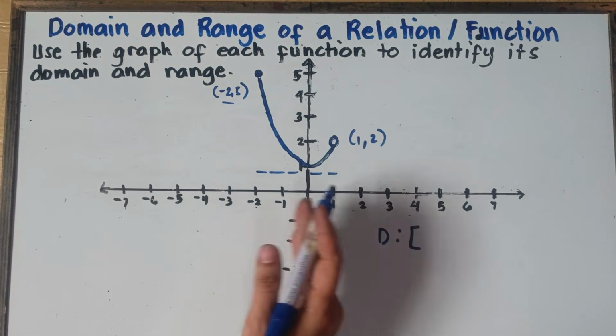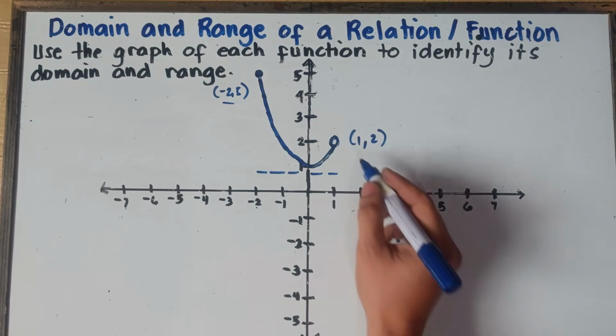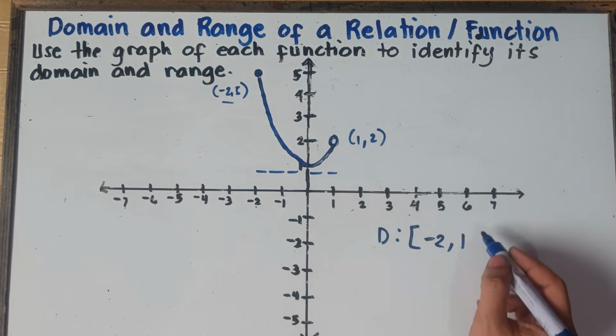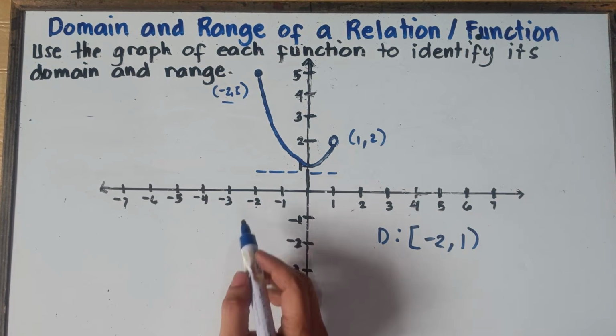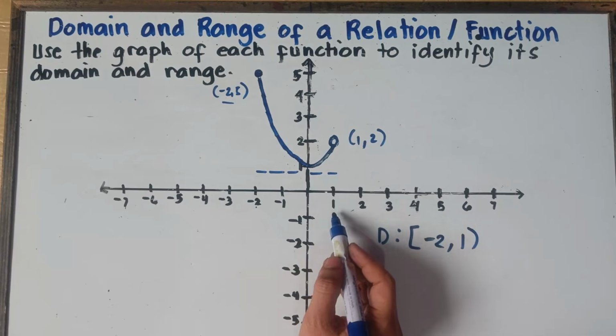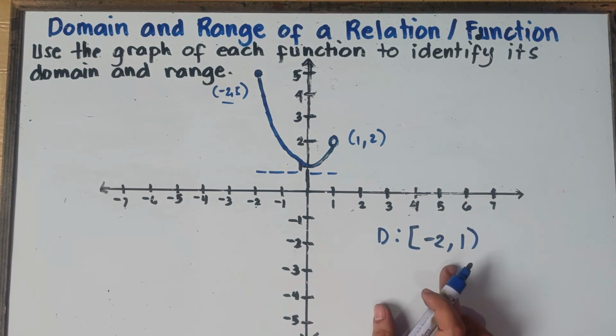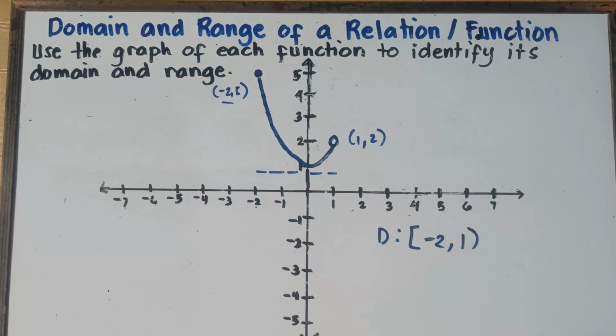Once again, this is always left to right. So negative 2, comma, up to positive 1. Now, since we have an open circle, that will be parentheses. So from negative 2 up to positive 1, we have an open circle, that would be parentheses. Alright, so the answer for the domain: bracket, negative 2, comma, up to positive 1, and then parentheses.